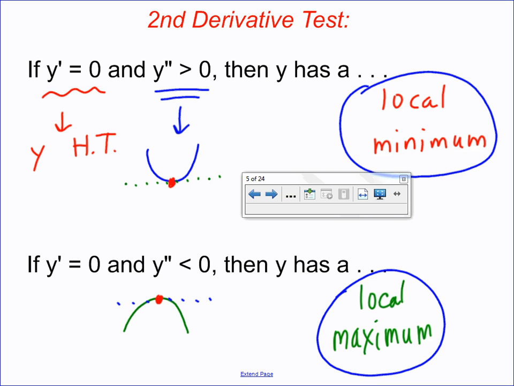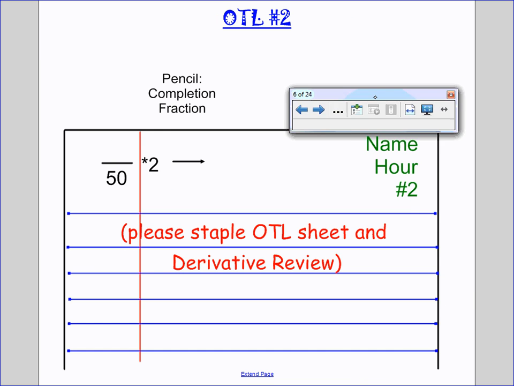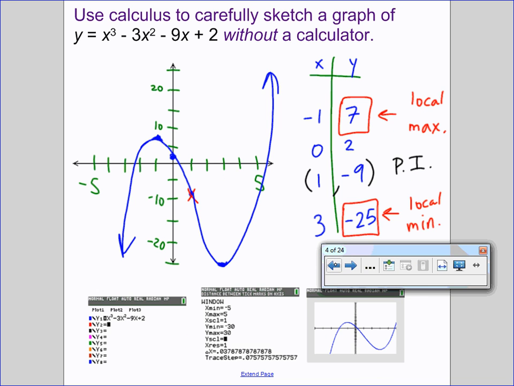Let's go ahead and now take a look back at the cubic function we just graphed. So once again, if y prime equals 0 and y double prime is positive, then we know we're dealing with a concave up bowl shape, therefore we must have a local minimum, and the reverse for y double prime negative. So let's go ahead and see.